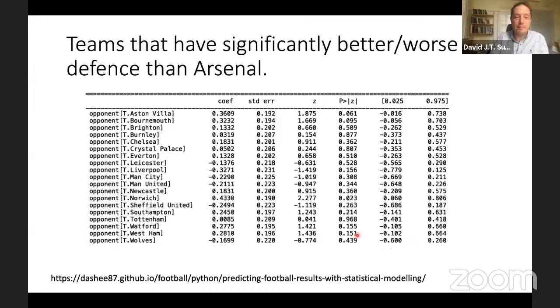Same thing you can do in defense. I haven't illustrated it, but again, if you look at the p-values, Aston Villa's defense wasn't statistically significantly worse than Arsenal's defense last season. It's actually very few. Norwich's defense was statistically significantly worse than Arsenal's defense last season. And even Manchester City's defense wasn't better. So these give really even results.